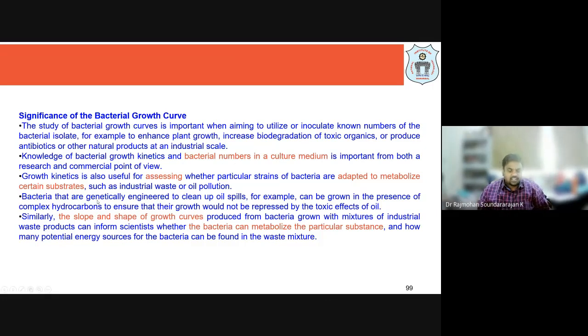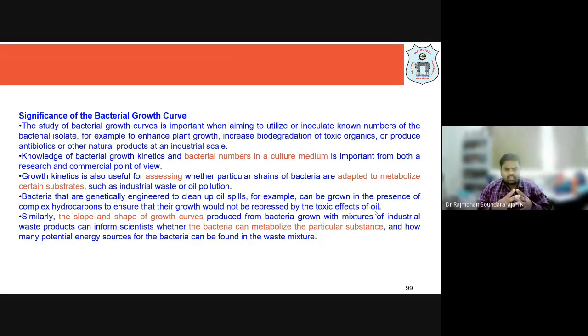And bacteria can even be genetically modified to clean oil spills, so they can grow in the presence of complex hydrocarbons and their growth would not be repressed by the toxic effects of oil. So we want to introduce the conditions prevailing in the place where we want to introduce a microorganism, and how quickly it adapts to the new conditions can be studied by plotting bacterial growth curves. That means by performing the experiment we are plotting the growth curve.